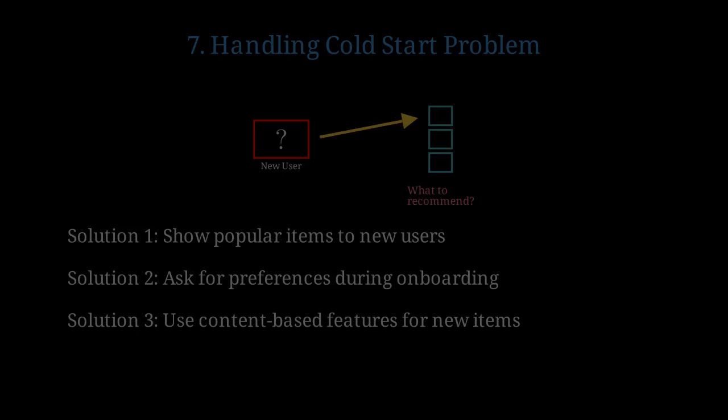For new items, use content-based features like category, price range, and attributes to match them with users who like similar products. We need metrics to measure how well our recommender system performs. Root mean square error measures prediction accuracy by calculating the square root of average squared differences between actual and predicted ratings. Precision at k measures what fraction of your top k recommendations are actually relevant items the user would like or purchase. Recall at k measures what fraction of all relevant items you successfully captured in your top k recommendations.